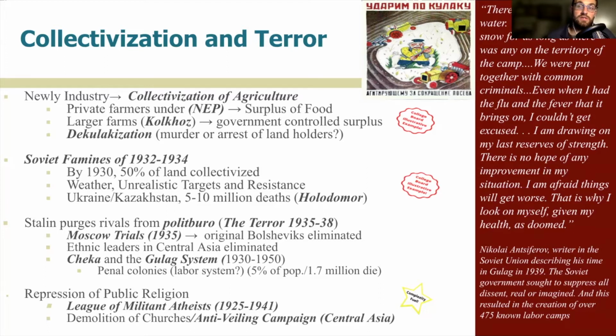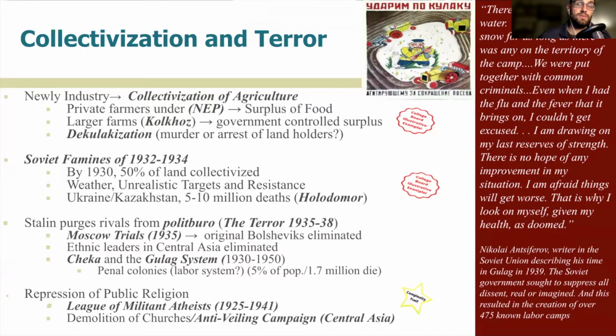Stalin helped enforce these rules through a secret police known as the Cheka, and a number of individuals who were not executed were sent off to the Gulag system, which is a series of about 475 known, that we know of, prison camps across the Soviet Union between 1930 and 1950. At any one given time, about 5% of the Soviet population was in a gulag, which may not seem like a lot, but that's really high. In the decades between 1930 and 1950, about 1.7 million people died.